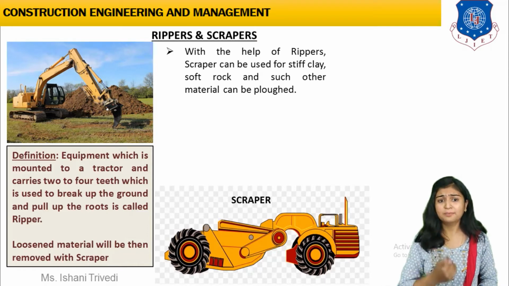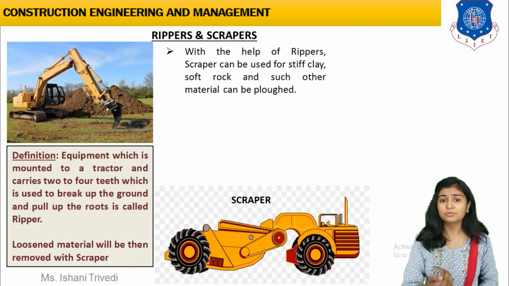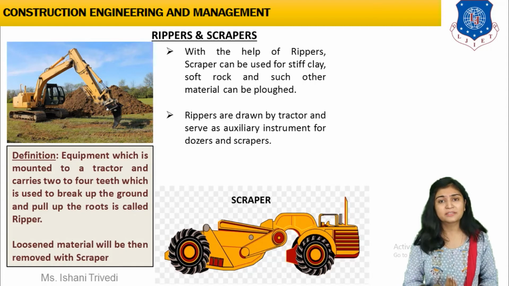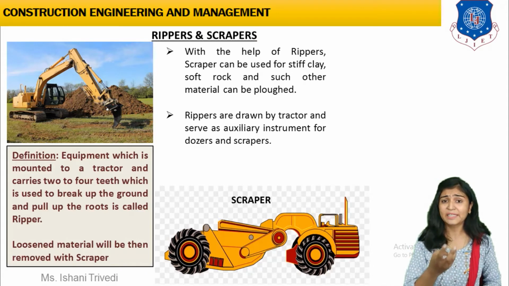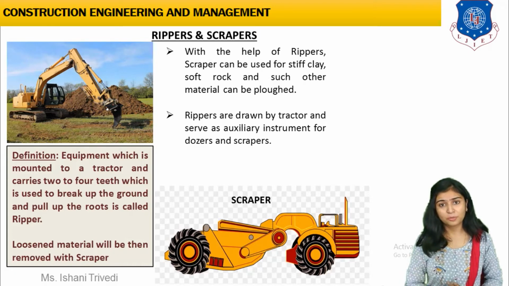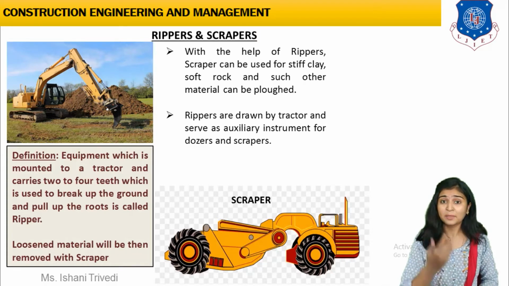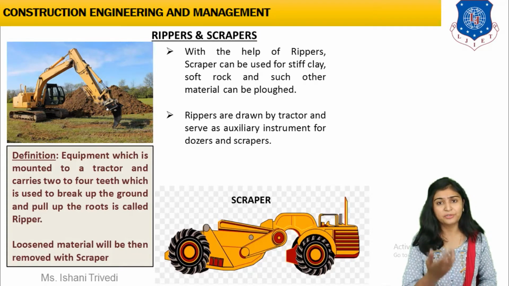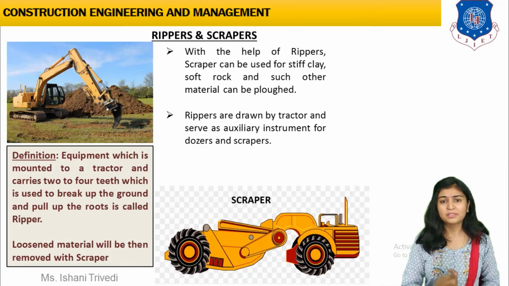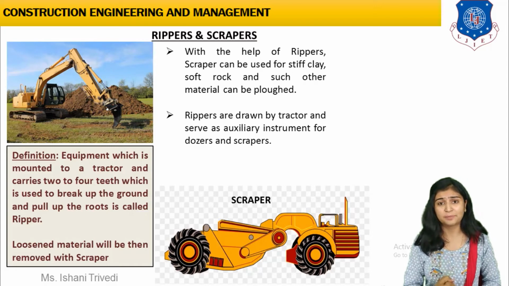So with the help of rippers, scrapers can be used for stiff clay, for soft rock and other such material. In general cases, you can use it for all types of soil. You can use it for stiff clay, you can use it for rocks as well. You can also use it at places where roots of plants have to be removed, where we are dealing with a large spread of roots of trees nearby. Sometimes it also happens that you have to completely uproot a tree when you are excavating or when you are building a structure.